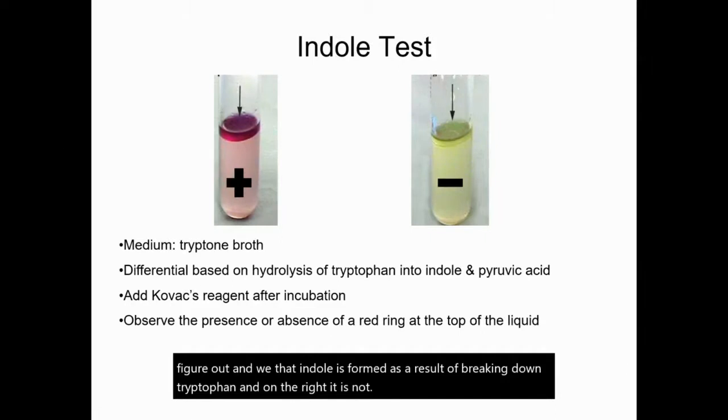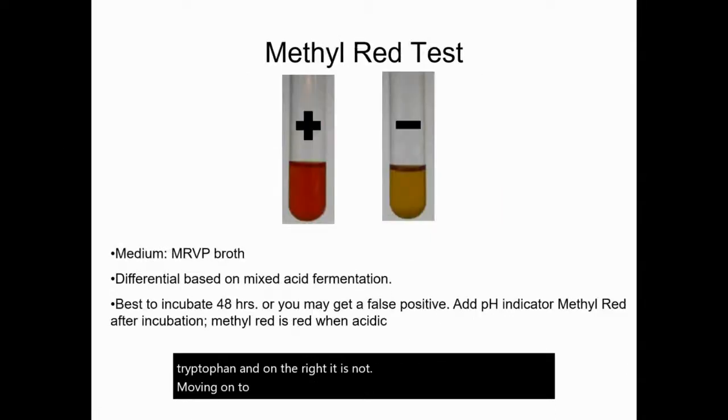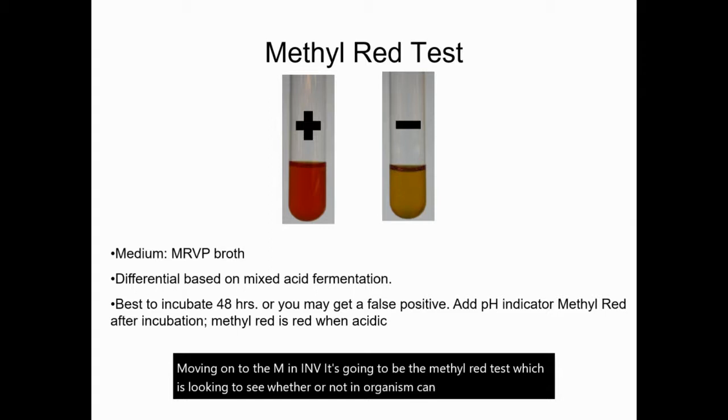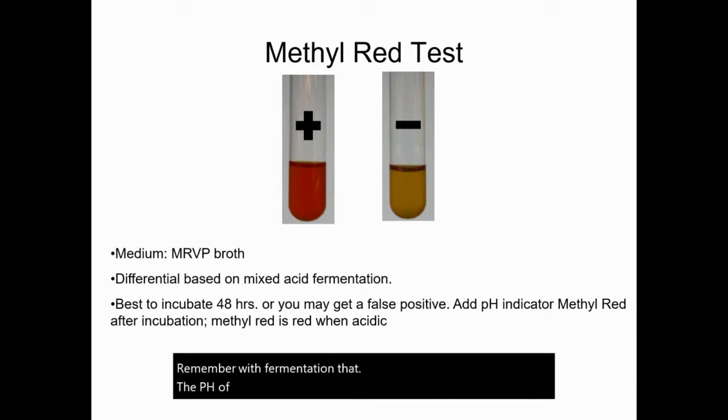Moving on to the M in IMViC, it's going to be the Methyl Red test, which is looking to see whether or not an organism can perform mixed acid fermentation. It's called mixed acid fermentation because it produces a mix of acid byproducts as a result of fermentation. Remember with fermentation that the pH of the environment will always go down.